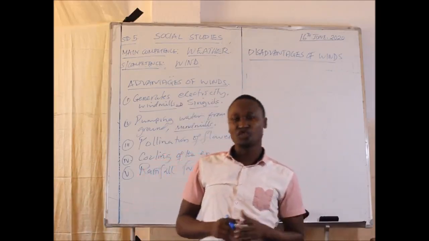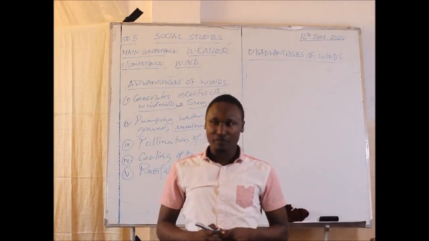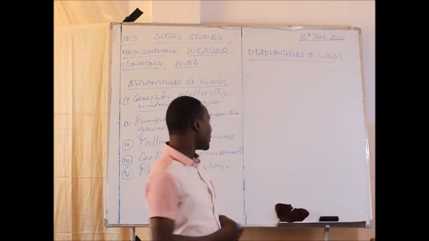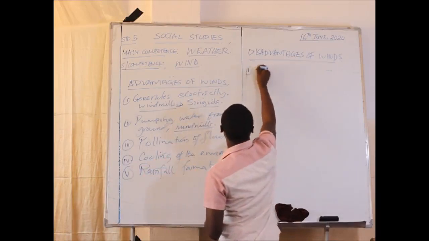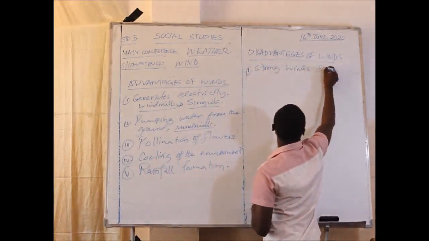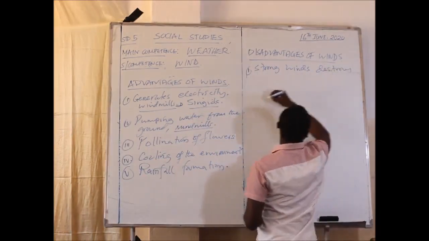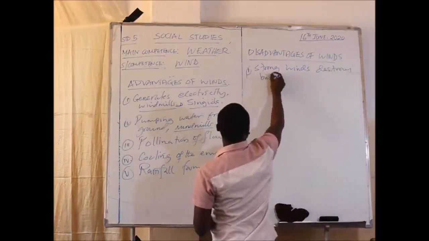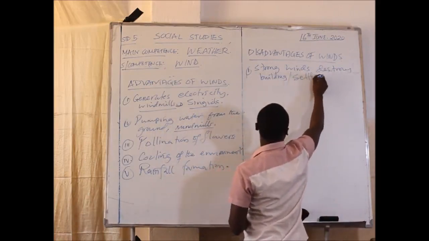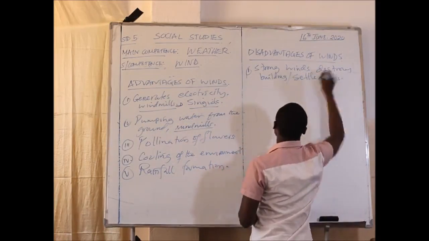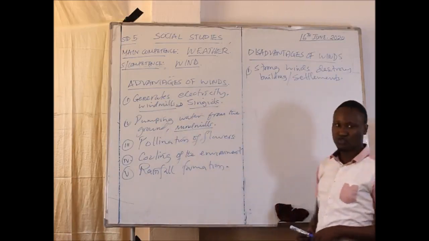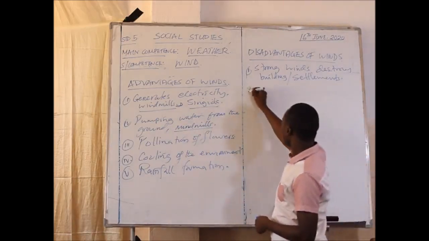can destroy buildings. Strong winds destroy buildings. That is number one. Strong winds destroy buildings and human settlements. That is one of the disadvantages, destruction of buildings because of strong winds.